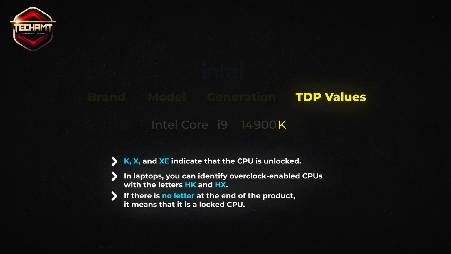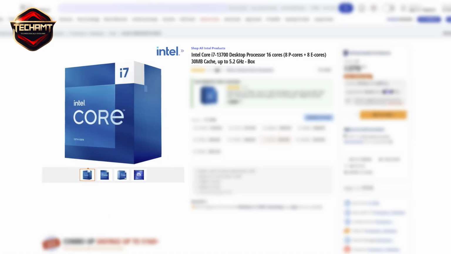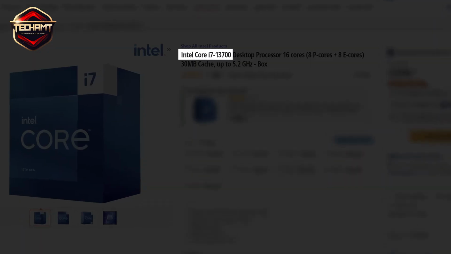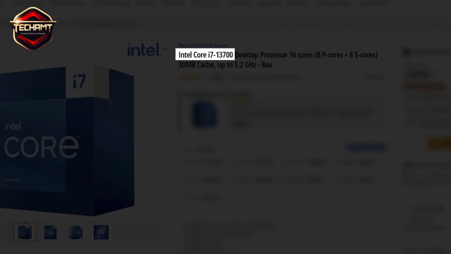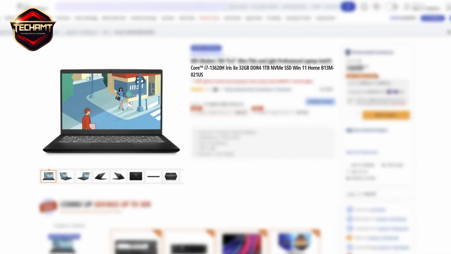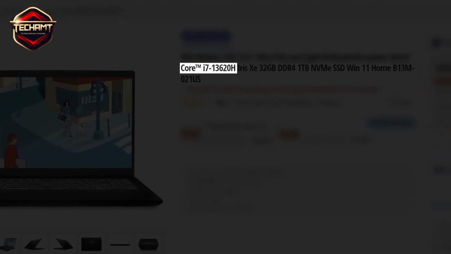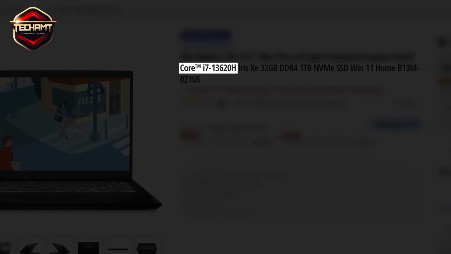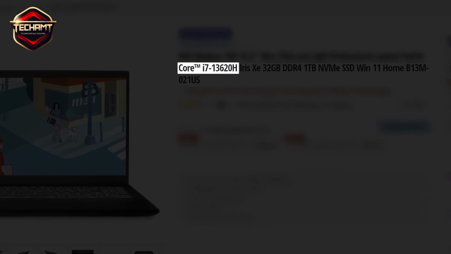So, if there is no letter at the end of the product, it means that it is a locked CPU, which means you can't overclock it. These CPUs are designed to work within advertised power limits. For most users, they are an excellent option because they perform very well with minimal extra spending. In laptops, locked CPUs are typically identified by the letter H. They are usually offered with laptops that come with high resolution and high refresh rate models, but this can vary by region, so you have to look for display information.